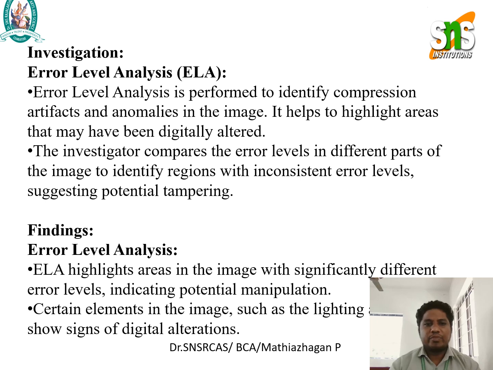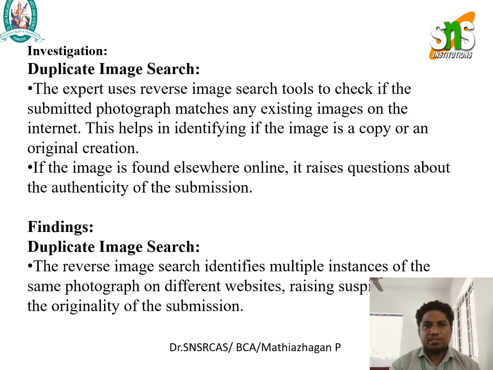How to find it? The error level finding is that it highlights areas in the images with significantly different error levels, indicating potential manipulations. Certain elements in the images, such as the lighting, show signs of digital alterations. So this is the ELA, the error level analysis, its investigation and findings.